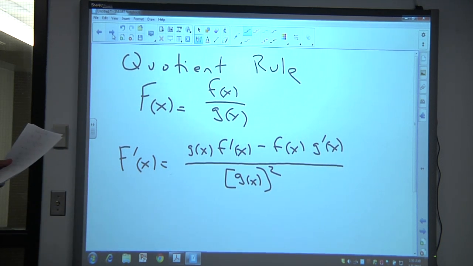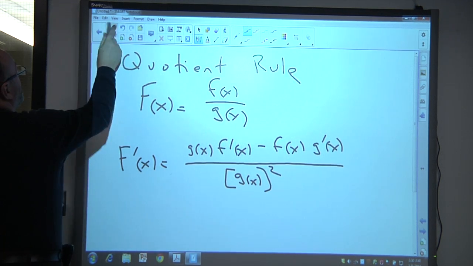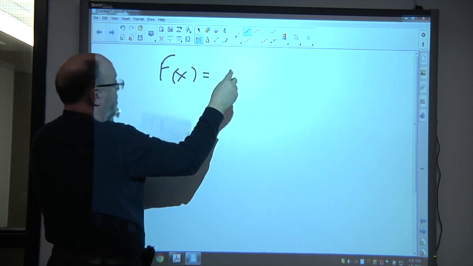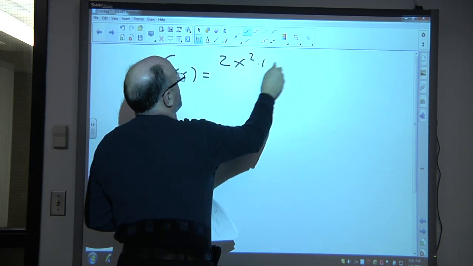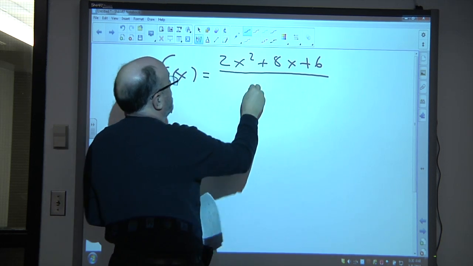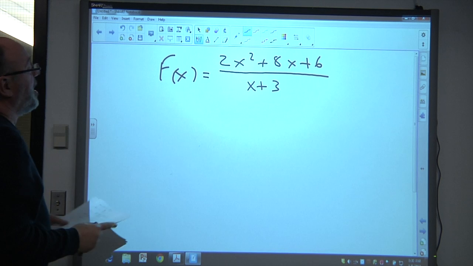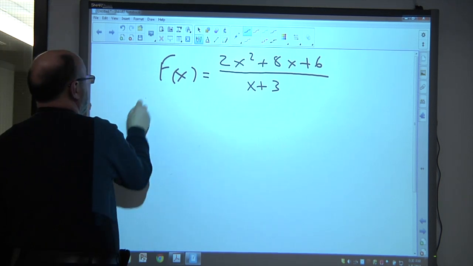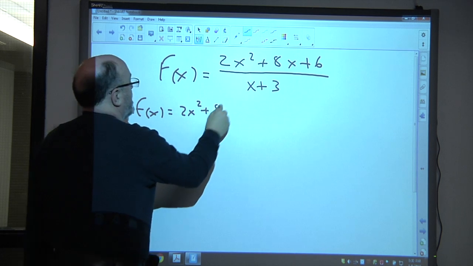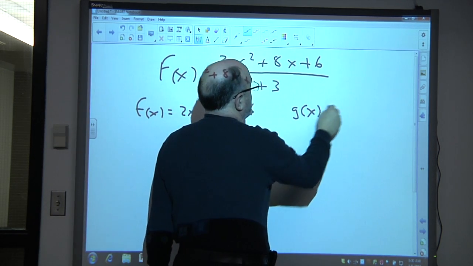So let's do the same problem, but now use the quotient rule and see if we get the same answer. All right. So let's say that f of x is given by 2x squared plus 8x plus 6, over x plus 3. Okay. So again, the quotient rule says divide out each of the pieces. So the top piece we'll call little f of x, so 2x squared plus 8x plus 6. G is going to be x plus 3.